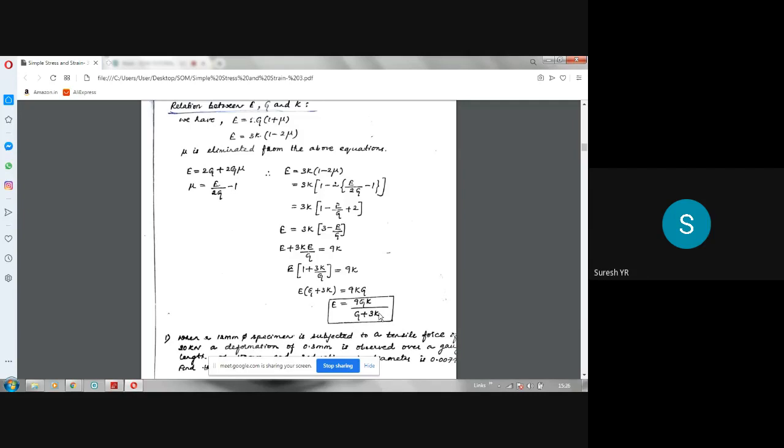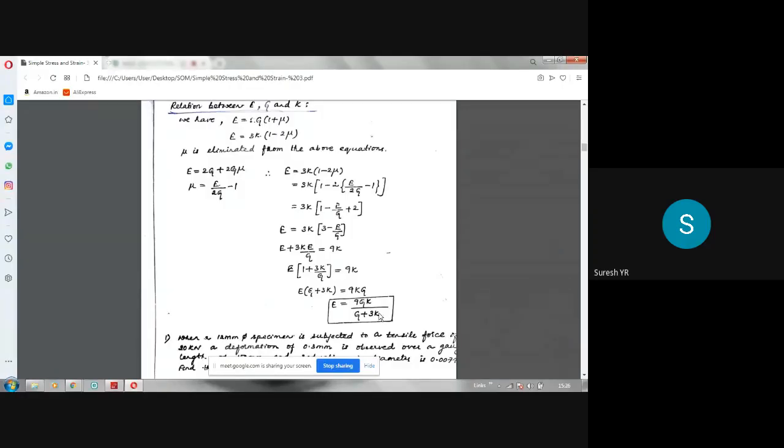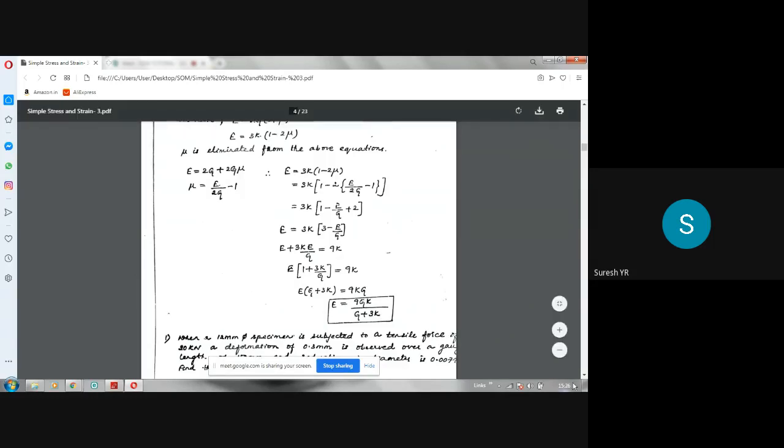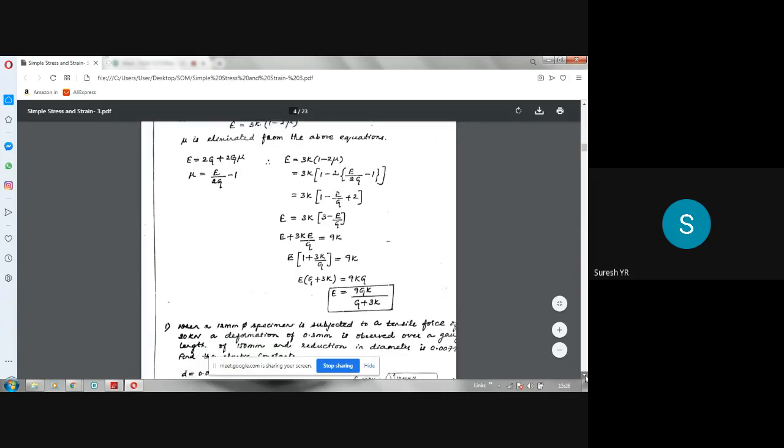You have to remember this. You have to use these three equations to find the elastic constants. If you know any two elastic constants, you can find the other two. Out of the four, E, G, K, mu, if you know any two values, you can find the other two values by knowing these three relationships. So the first derivation, second and third, all three are important. You should know the derivation.